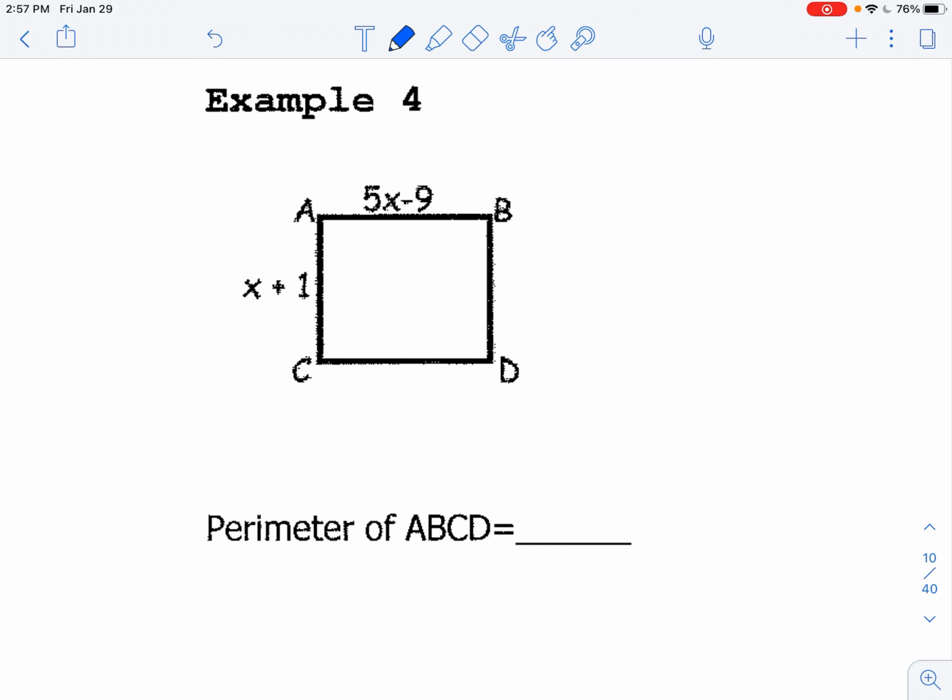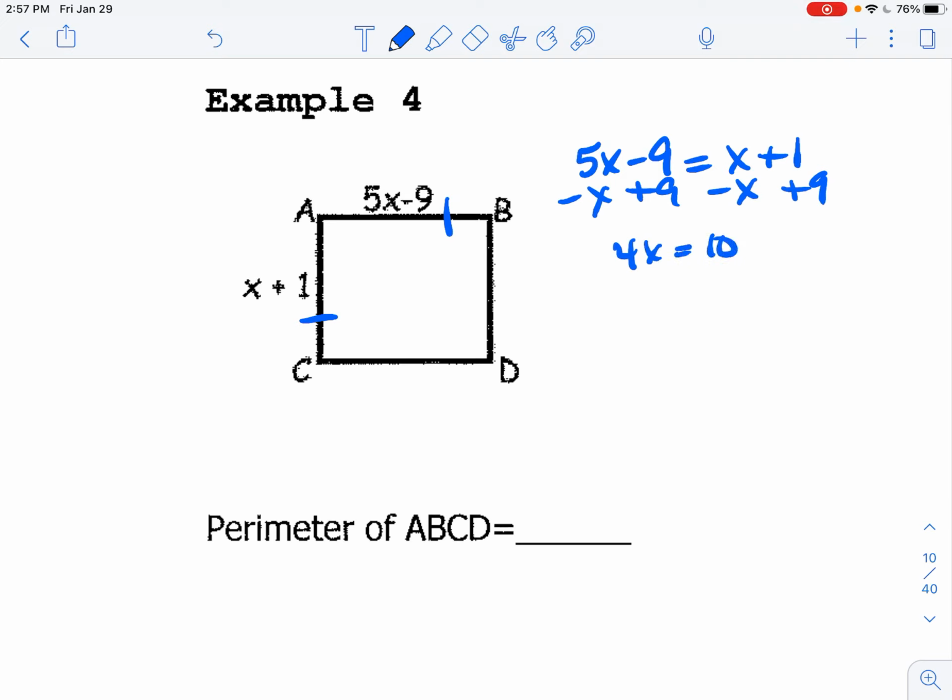Okay, so in example 4, we know that the square has 4 congruent sides. Let's set these equal to each other and solve for x. Subtract x, add 9. So 4x is equal to 10, and if I divide, x is going to equal 2.5. 10 divided by 4 is 10 over 4, which is 5 over 2, which is 2.5.